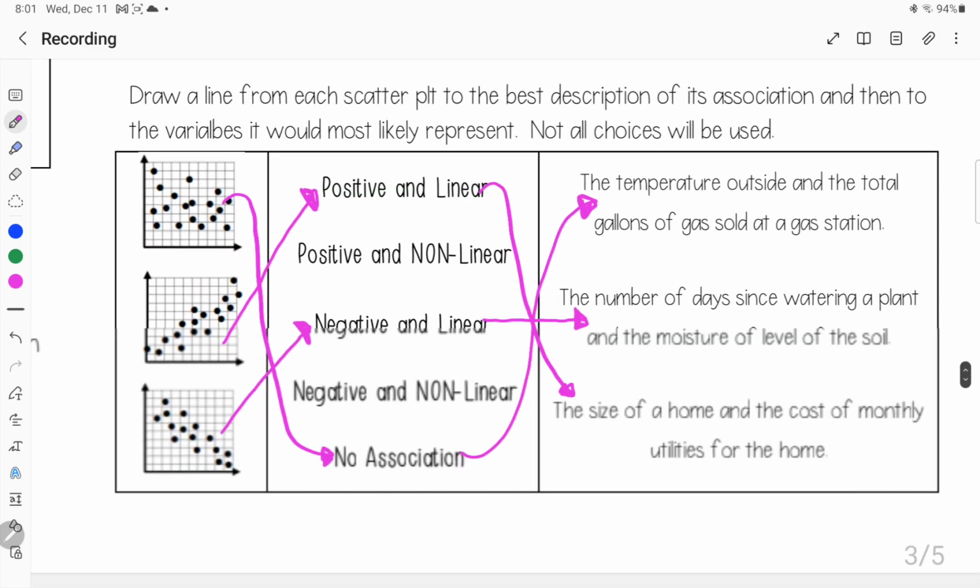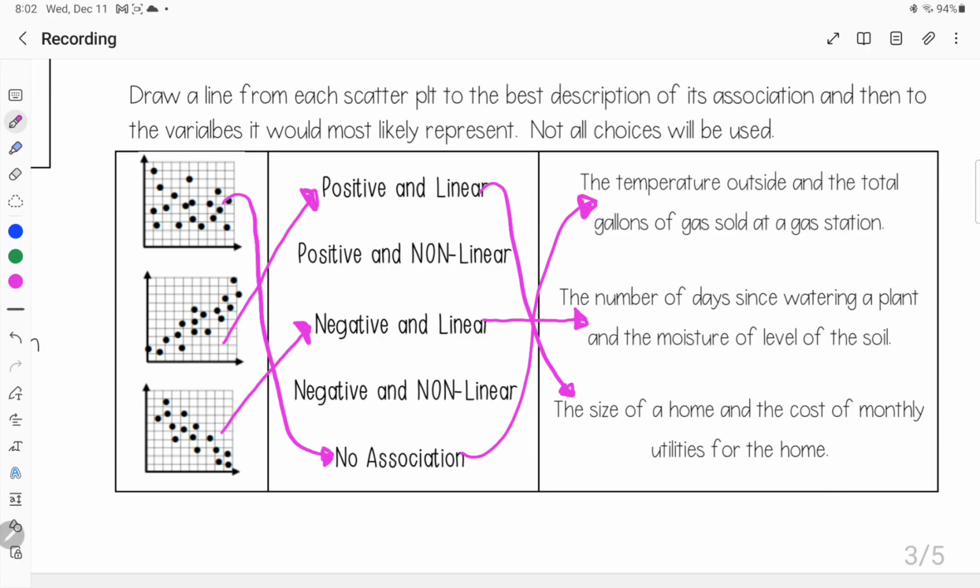All right, now if we look, positive and linear is the size of the home. The bigger my home is, the more I'm going to pay in utilities. So that's positive and linear. That's going to be a graph that's smaller house, smaller utilities, bigger house, bigger utility bill. Negative and linear: when we first water that plant, there's going to be a bunch of water in there, or the soil is going to be really wet. But as each day goes on without being watered, it's going to dry up and become less and less wet.